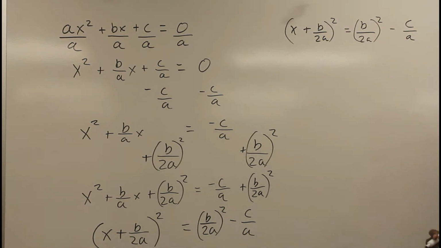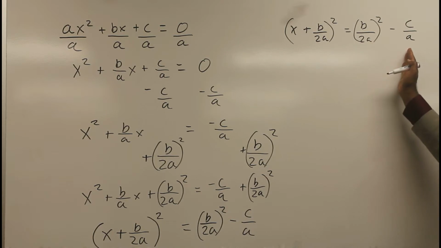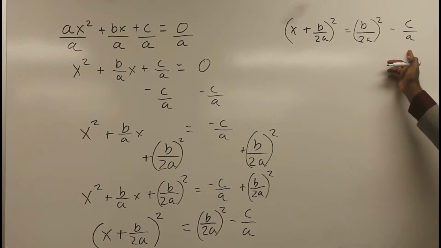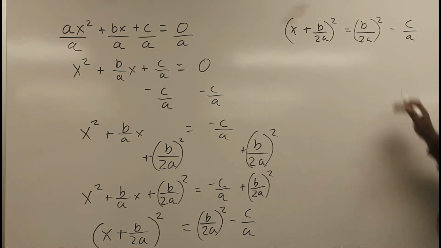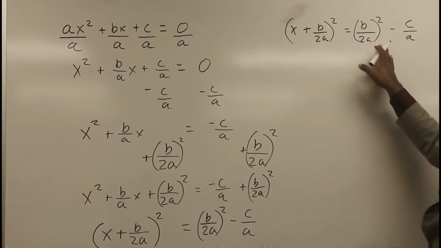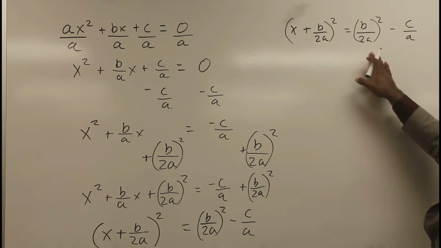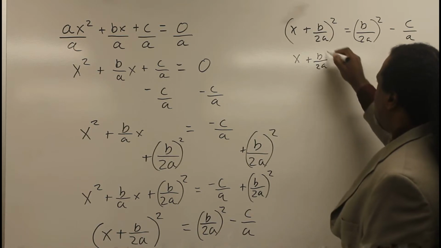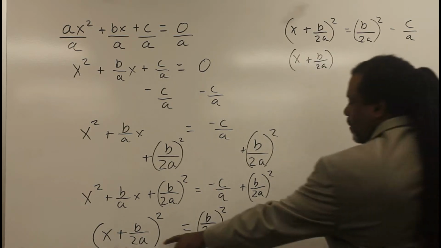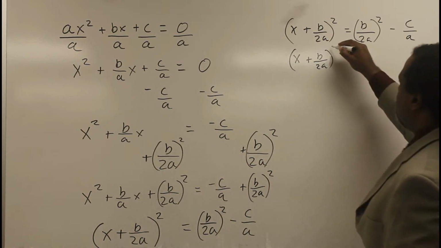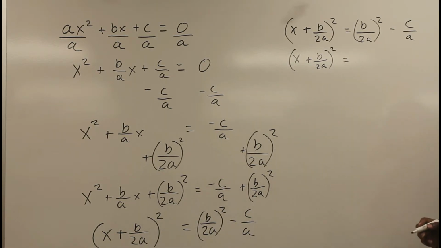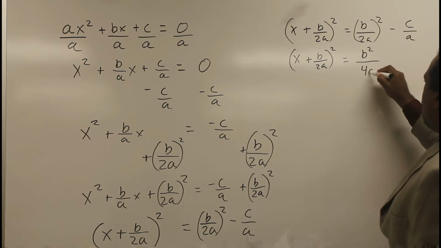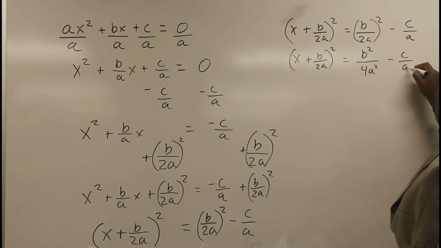So now, the next thing I need to do is simplify this side of the equation. I need to find a least common denominator here. But remember, this is a squared term. So I need to go ahead and deal with the fact that this is squared before doing that. So I'm going to rewrite this side again. Really, for a while, all I'm going to be doing is bringing that side down. It stays pretty much the way it is until I get close to the end. So this gives me b squared over 4a squared minus c over a.